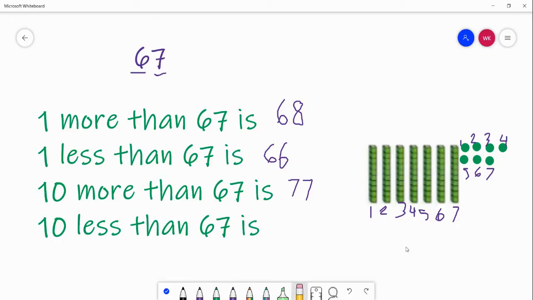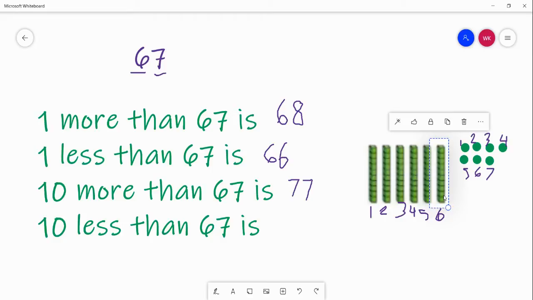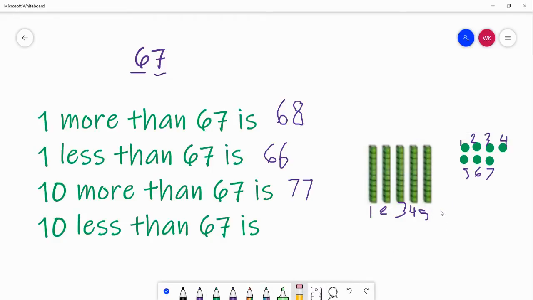All right, now we need to go back to our original number. Remember, we always need to go back to our original number, which was 67. So I'm going to delete that extra 10 rod that we just put in. And now we're back to the number 67. Now we're trying to figure out what 10 less than 67 is. So 10 less, so that means we are going to have to take away 1 tens rod to figure out what 10 less is than 67.